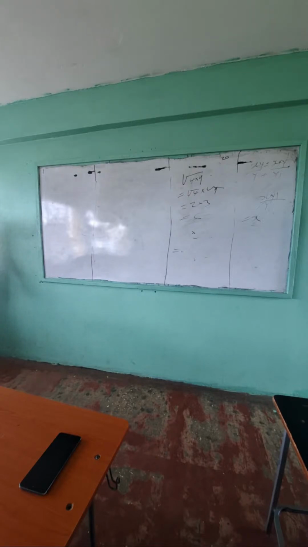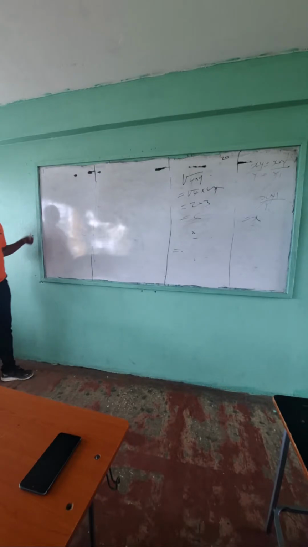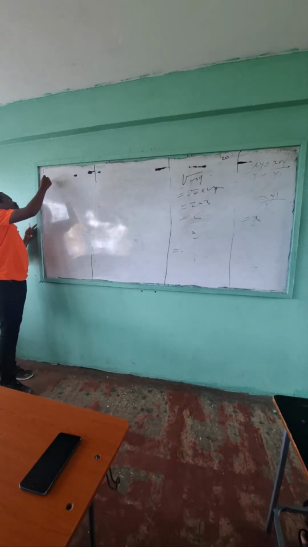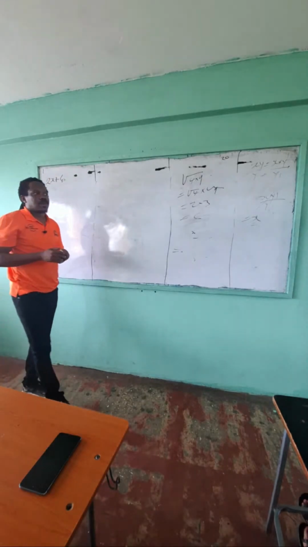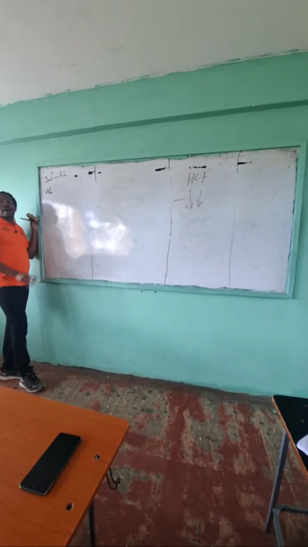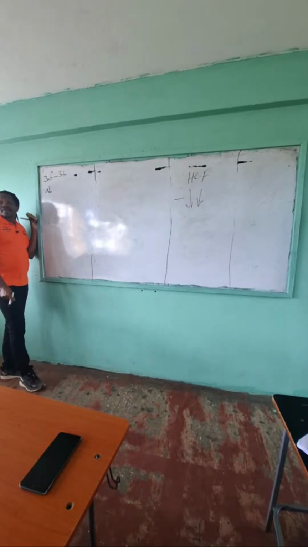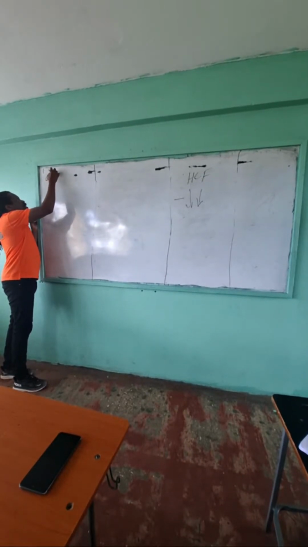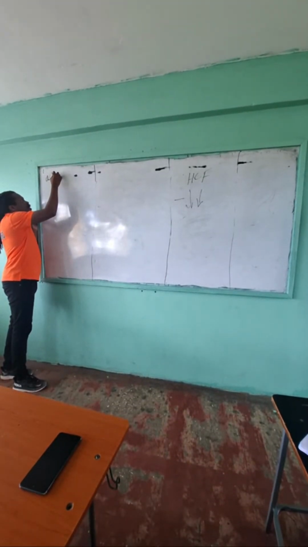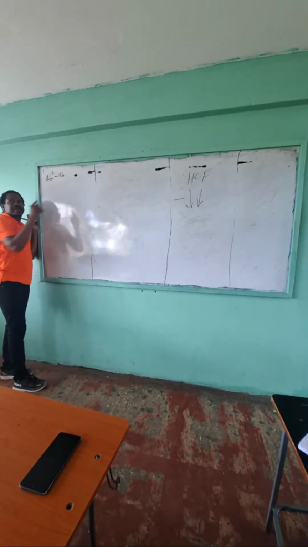Alright, so we're going to factorize now. Ready? Watch me now. AB cubed minus AB. Watch me now.